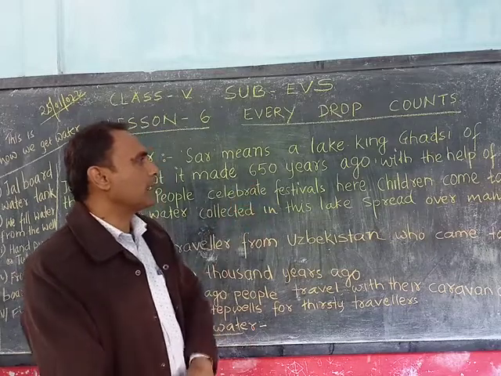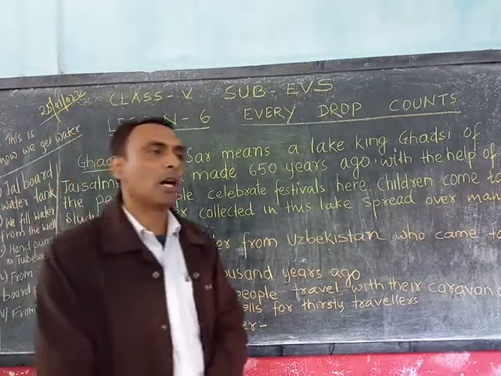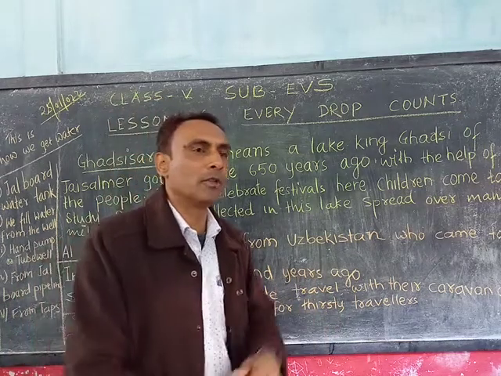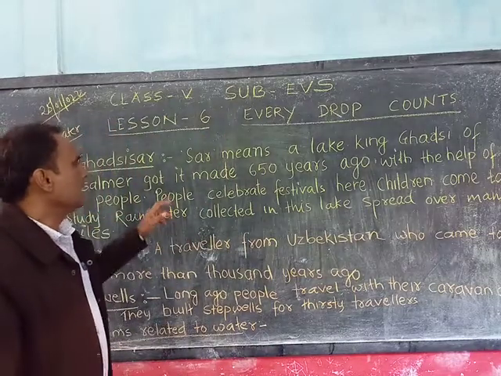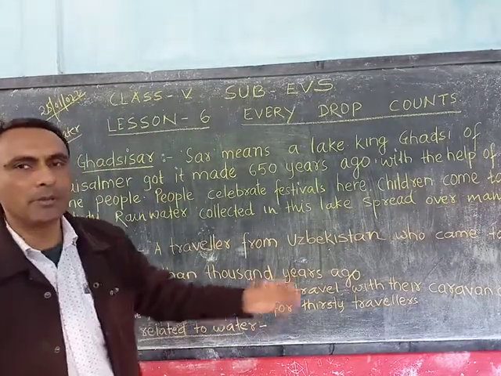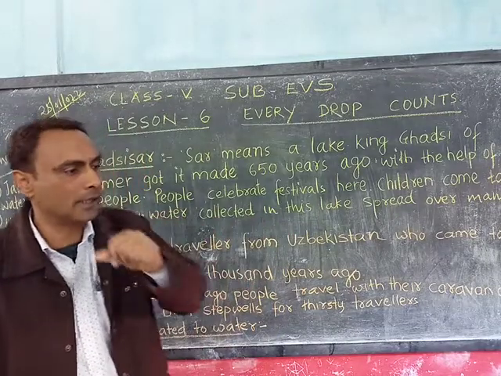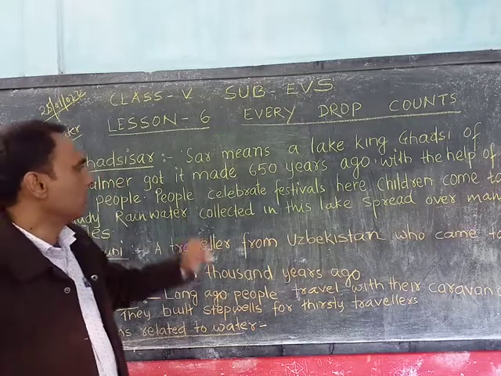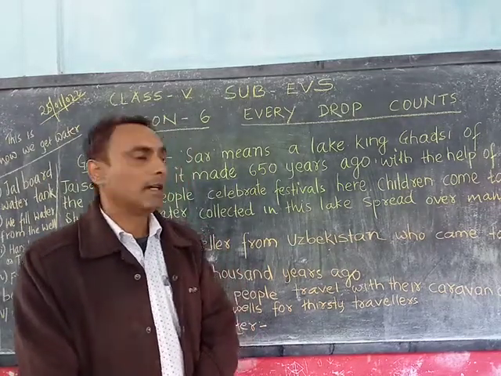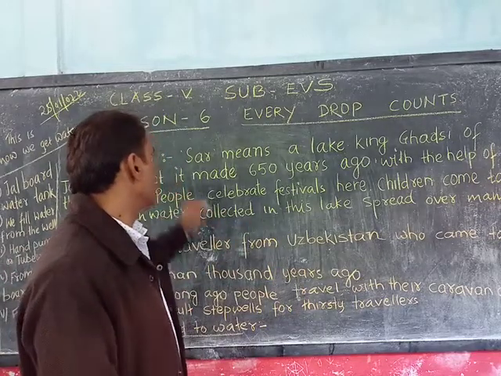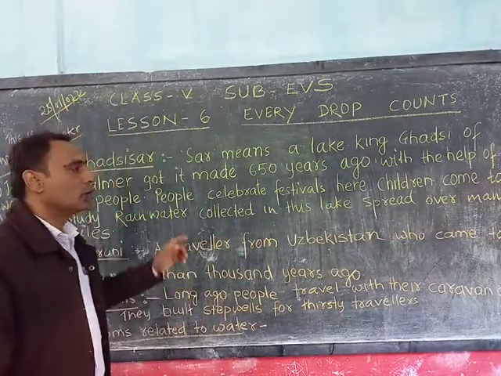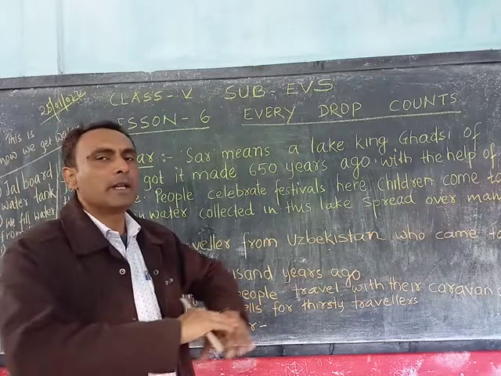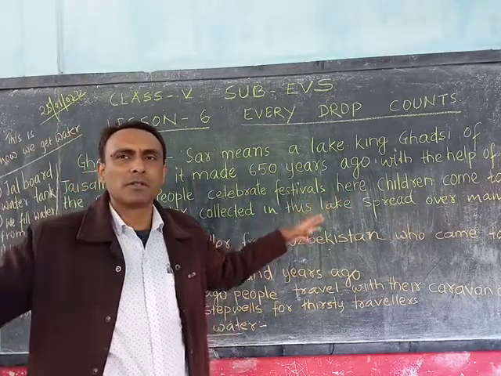And at that time, what happened? King Gharsi thought, how could I arrange water for the people for their future use? Then what did he do? He took the help of all the people of that locality and the surrounding area. He built a lake, and that lake is named Ghar Sar. There were altogether 9 lakes, and those lakes were spread miles away.